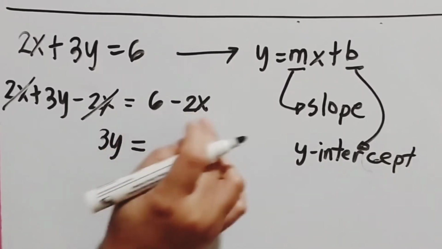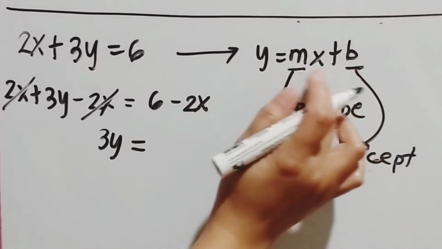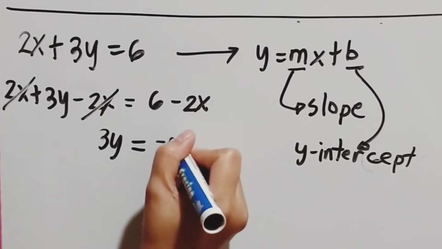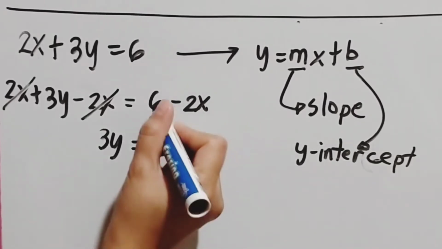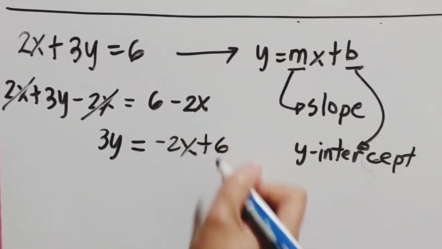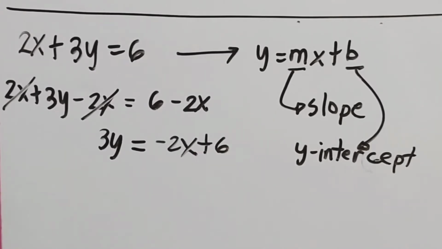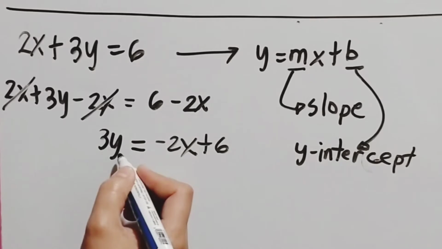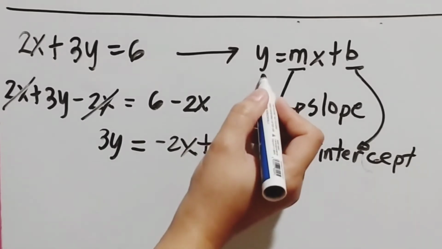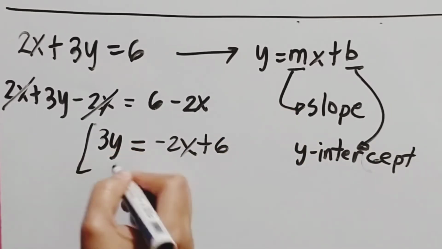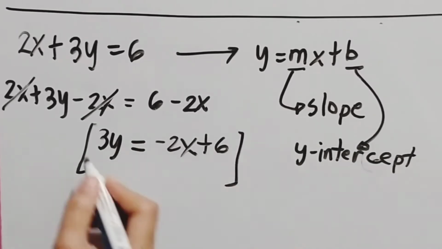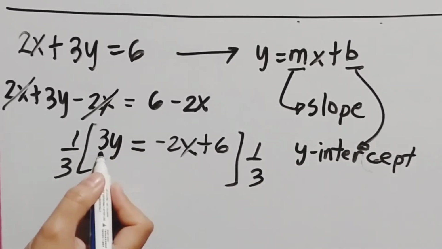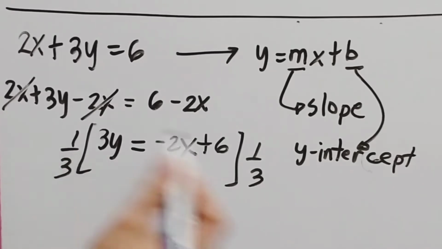So, pwede nating pagpalitin ng pwesto para maging ganito yung itsura niya. Pero yung negative 2x, mananatiling negative 2x. At yung 6, mananatiling positive 6. So, konti na lang. This is 3y. Kailangan daw maging 1y. Y lang dapat eh. So, para maging y lang tong nasa kaliwa, i-multiply natin sa reciprocal ng coefficient ng y, yung buong equation.